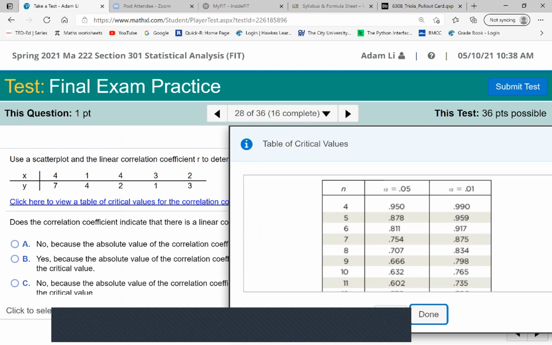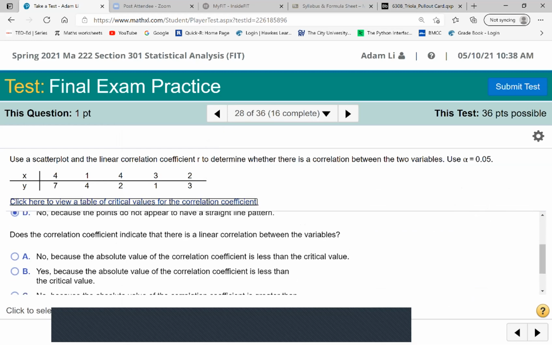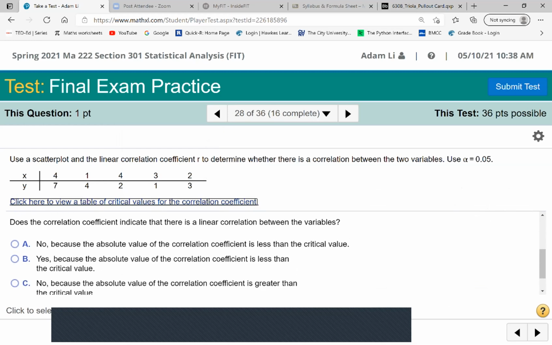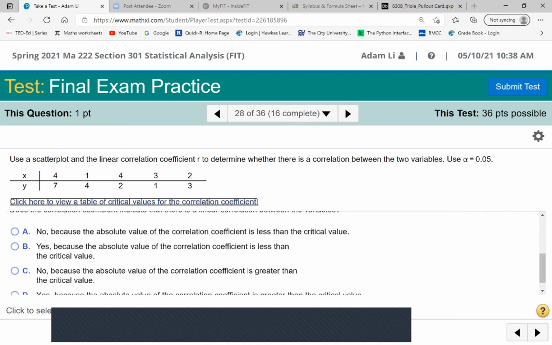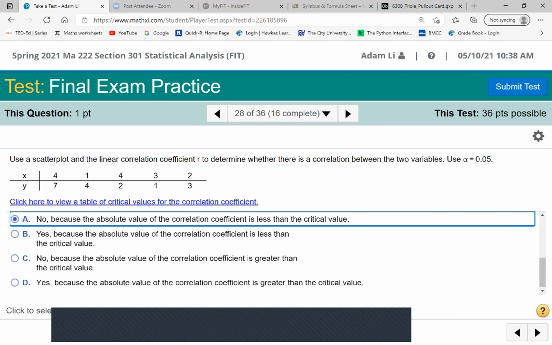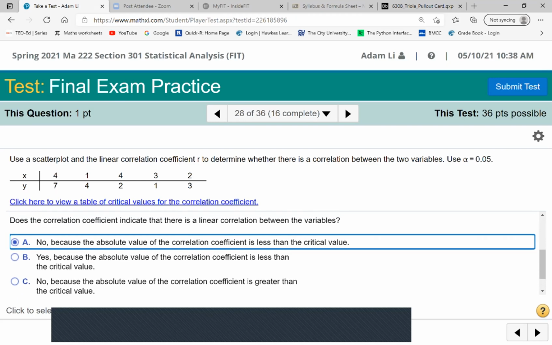Okay. So that also validates the conclusion from the previous one. No, because the absolute value is less than the critical value. So it should be A. Yeah, so that will do it.